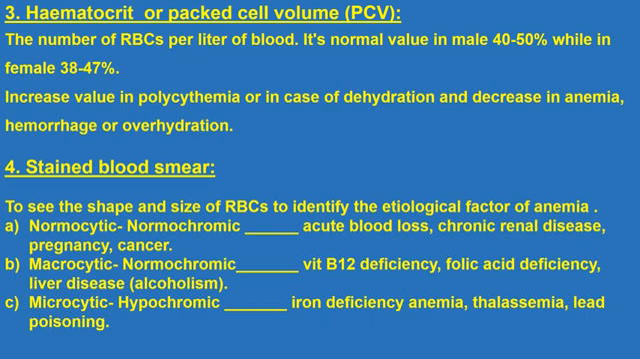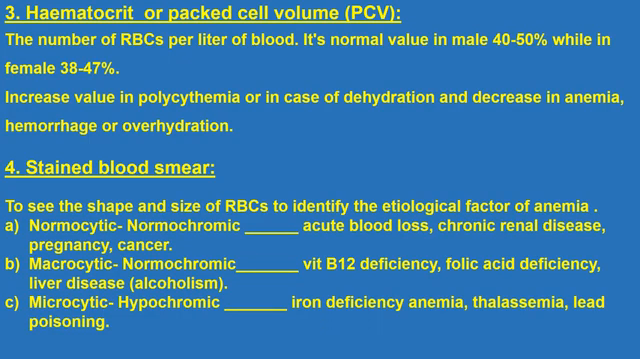So the cause in this case is either acute blood loss, chronic renal disease, pregnancy, or cancer. B. Macrocytic normochromic. The RBC in this case appear large in size, but with the normal level of hemoglobin content. In these cases, the causes are vitamin B12 deficiency, folic acid deficiency, liver disease, and alcoholism.